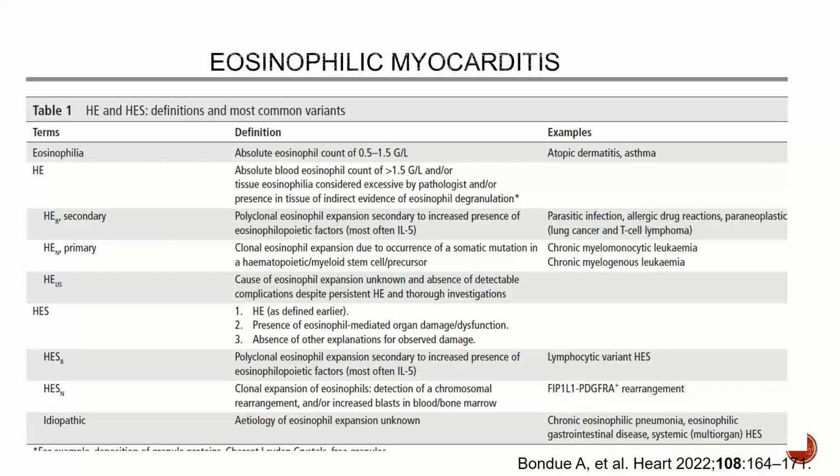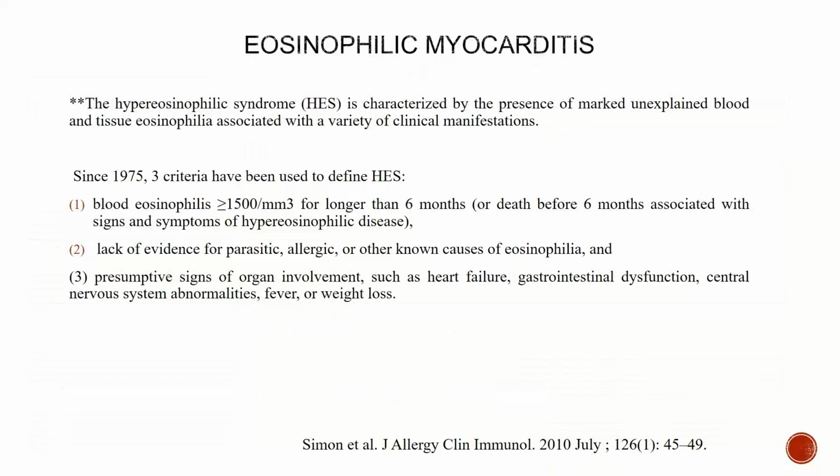Okay, so let's talk about eosinophilic cardiomyopathy. Hypereosinophilic syndrome is characterized by the presence of marked unexplained blood and tissue eosinophilia associated with a variety of clinical manifestations. The definition is really an old definition, and it has three criteria: blood eosinophilia more than 1,500 for longer than 6 months, or death before 6 months; lack of evidence for parasitic, allergic, or other known cause of eosinophilia; and presumptive diagnosis of organ involvement. So more than 1,500, no other evidence for other disease, and you have to have organ involvement.